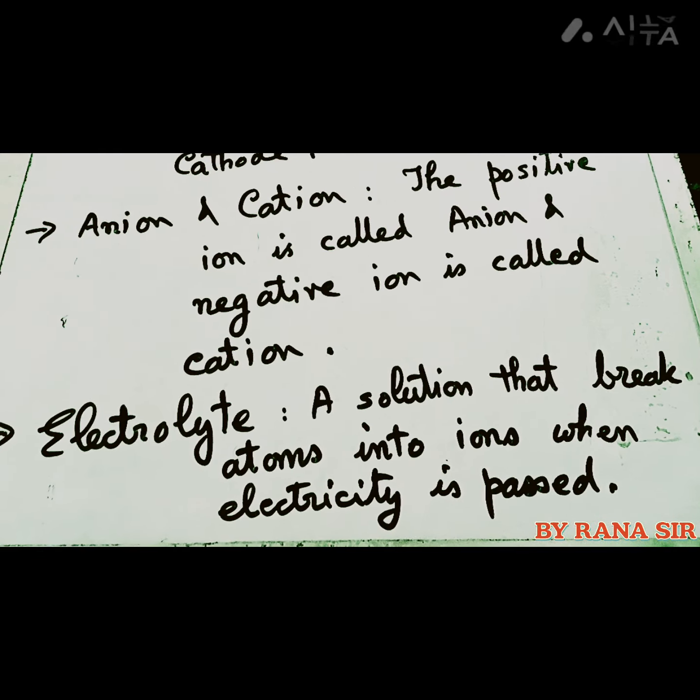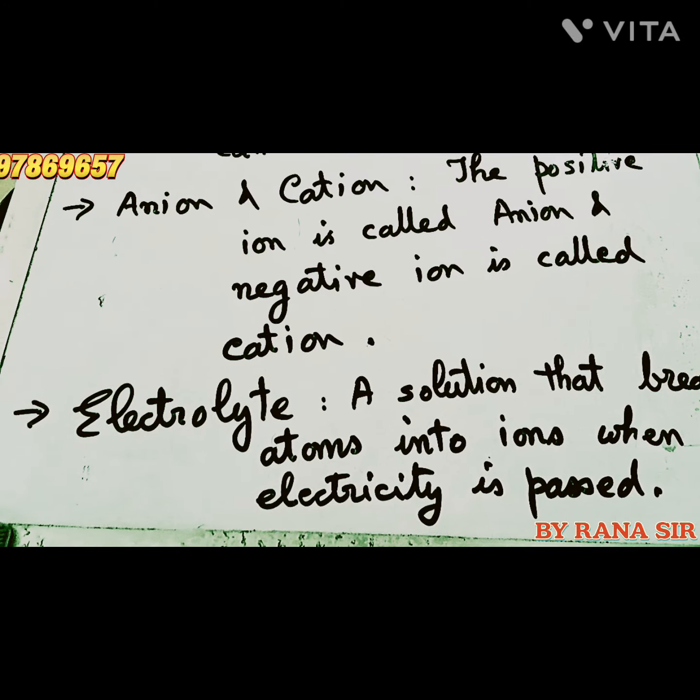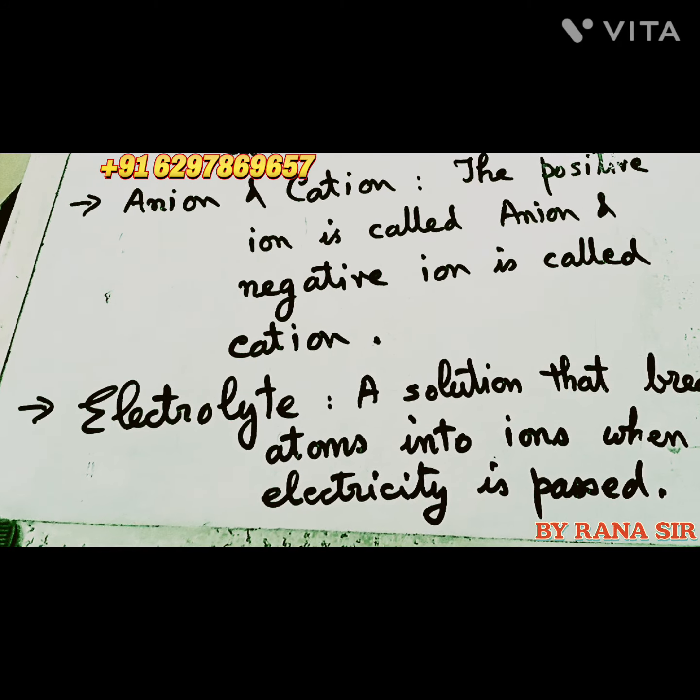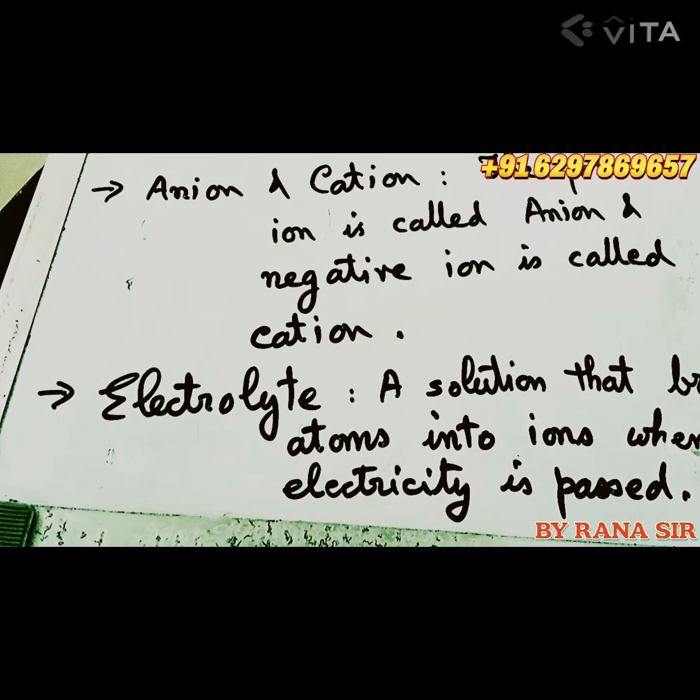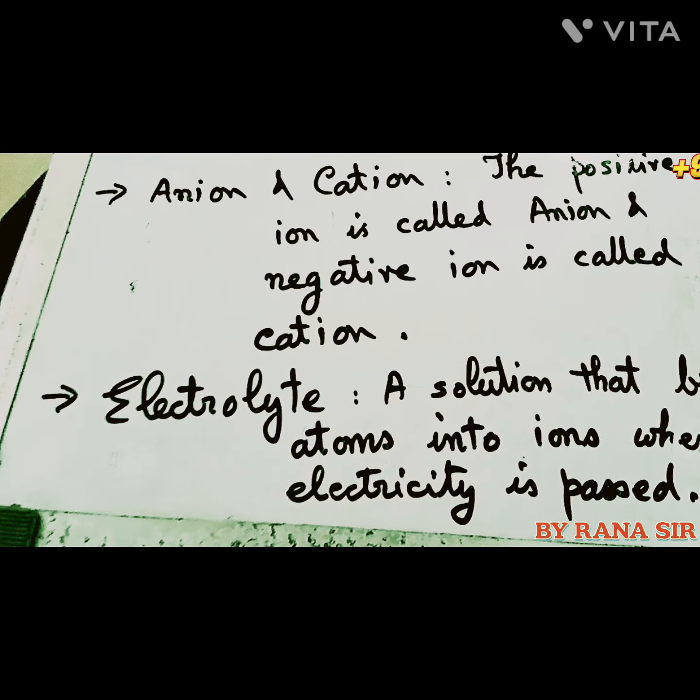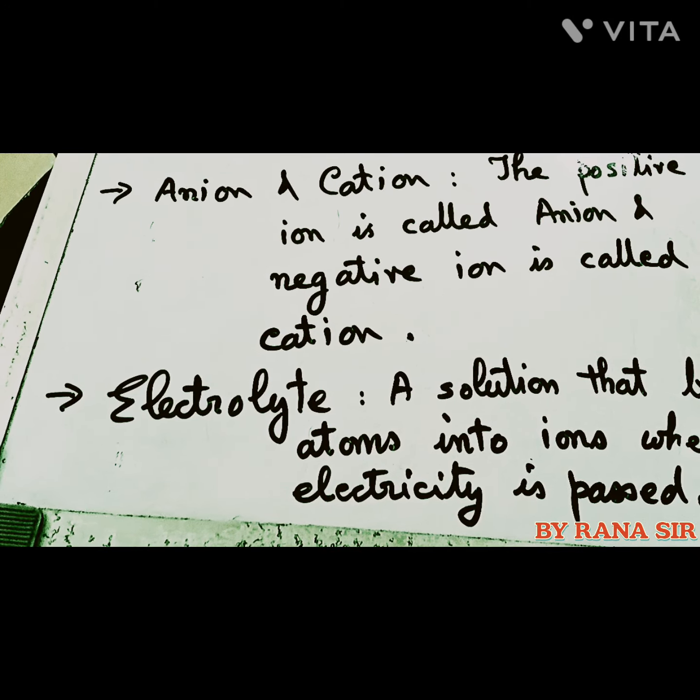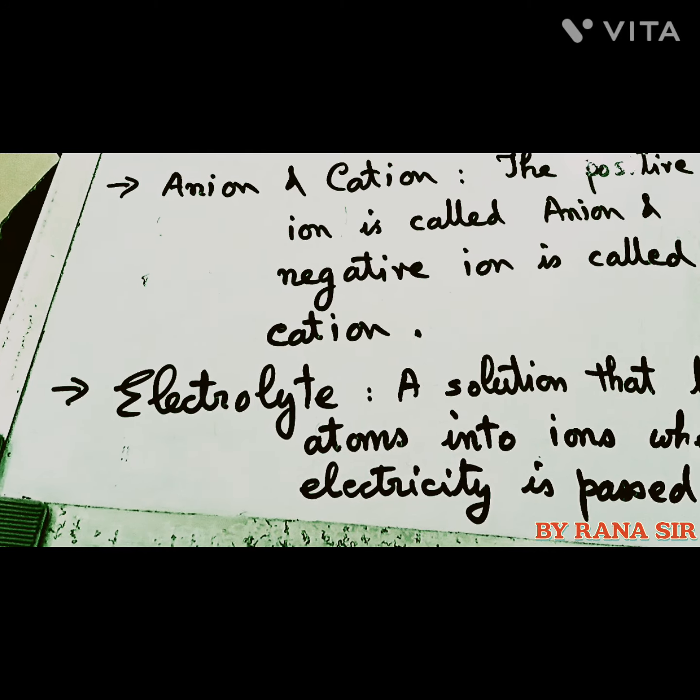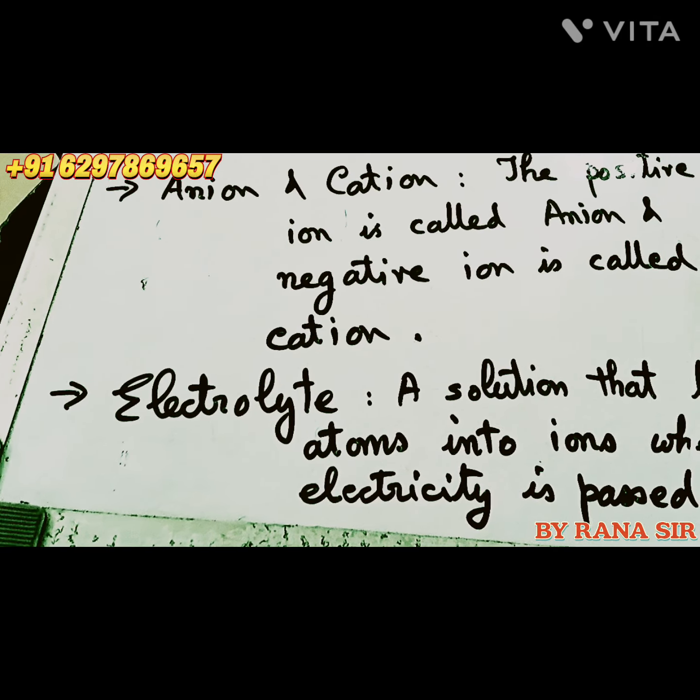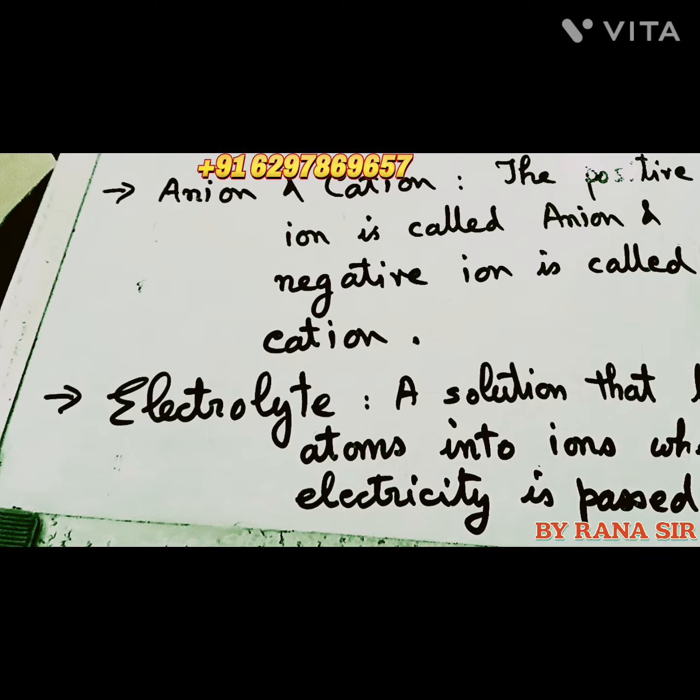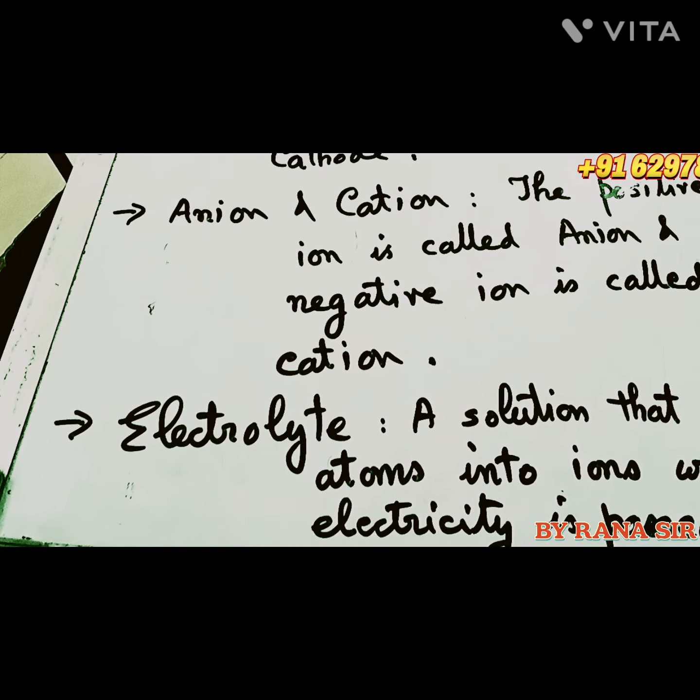What is an electrolyte? A solution that breaks atoms into ions when electricity is passed is called an electrolyte. In our previous example, NaCl, that is salt, when mixed with water and when electricity is passed, is broken into Na, that is the sodium ion, and Cl, that is the chloride ion. So that solution is called an electrolyte.